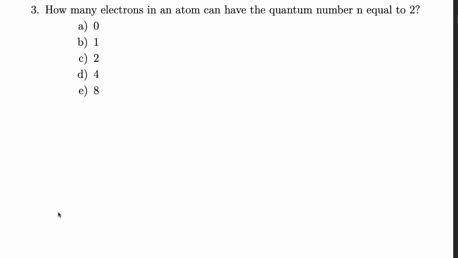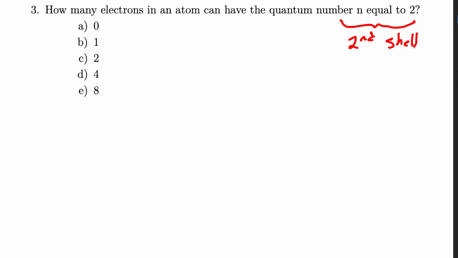So here's a question you can see in the very near future. How many electrons in an atom can have the quantum number N equals 2? Now, this could also be phrased, how many electrons in an atom can be in the second shell? Remember that N denotes the shell, so N equals 2 would correspond to the second shell.